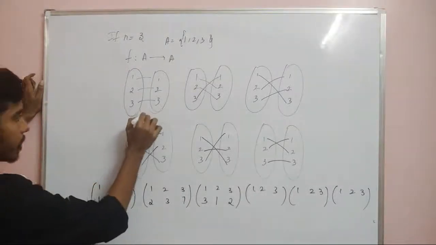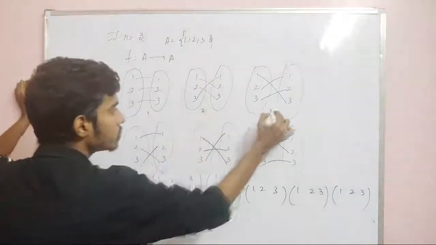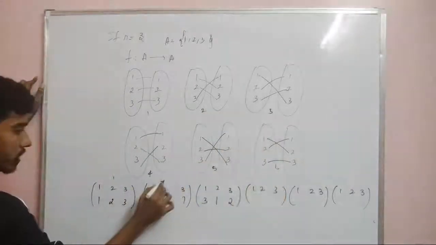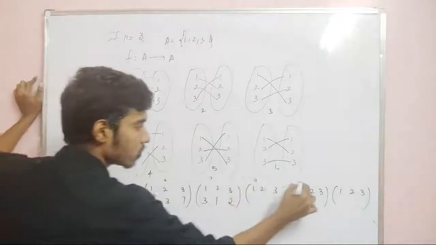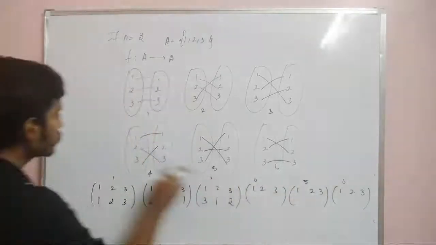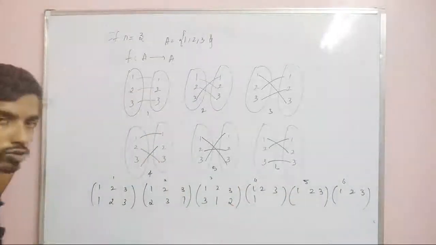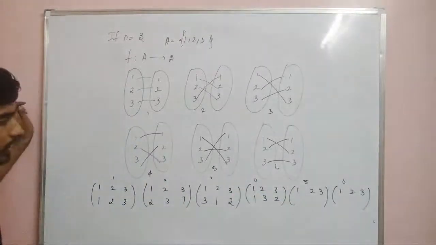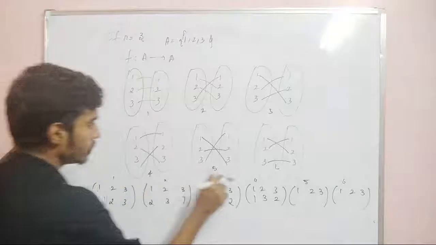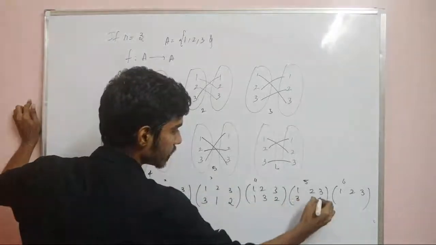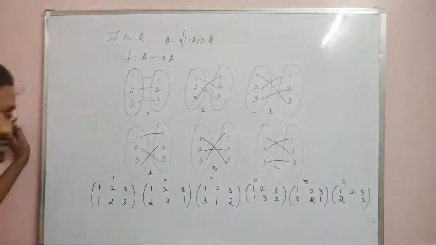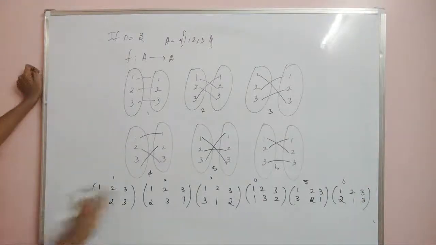So this is 1, 2, 3, 4, 5, 6. So in the fourth mapping you can see 1 goes to 1 itself, 2 goes to 3, 3 goes to 2. And again in the fifth you can see 2 is fixed, 3 and 1 are interchanged, and in the sixth, 3 is fixed, 1 and 2 are interchanged. This is one way to represent all 6 permutations.